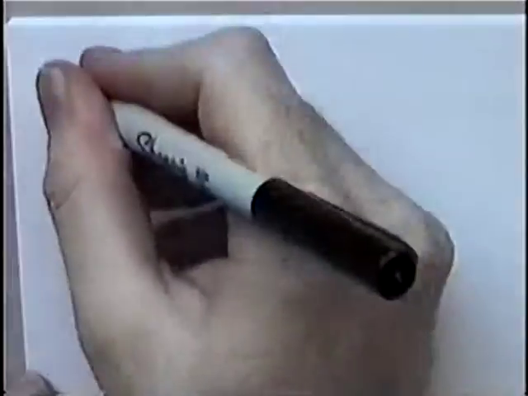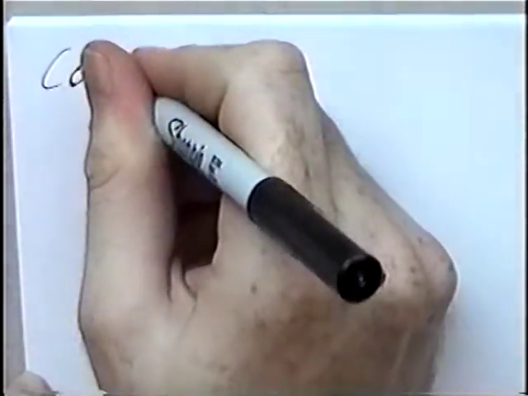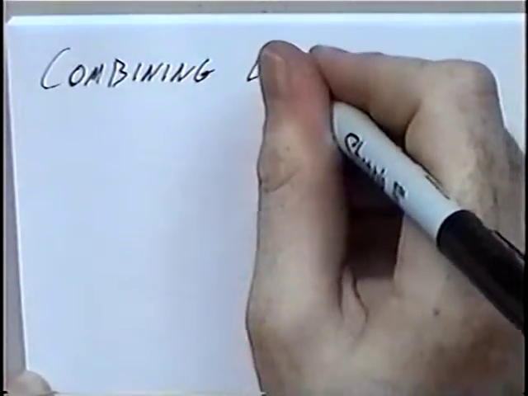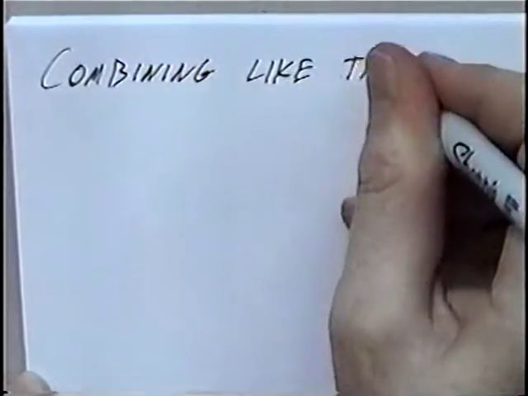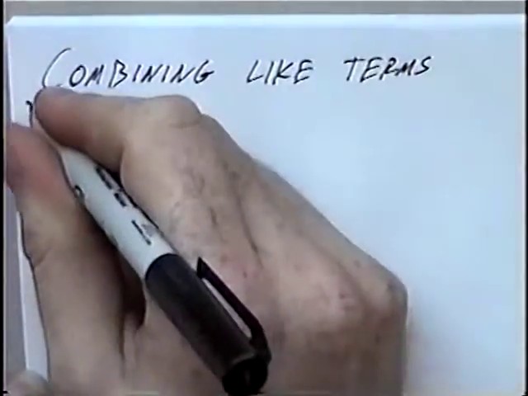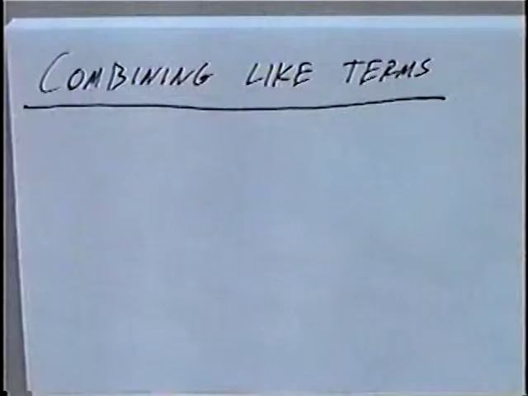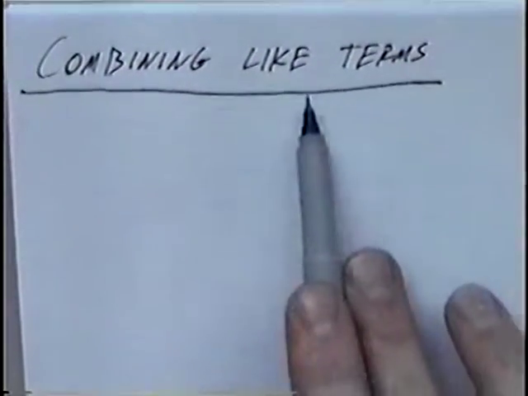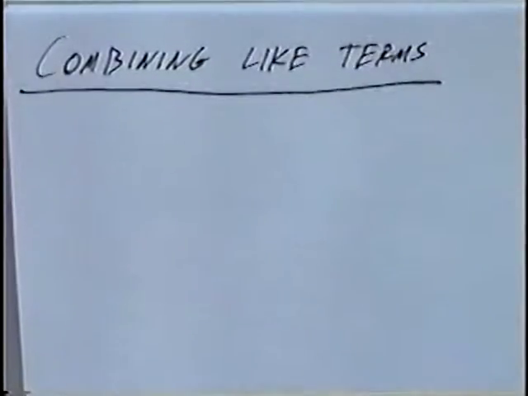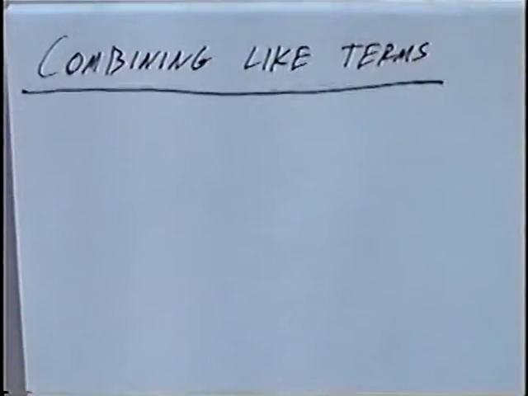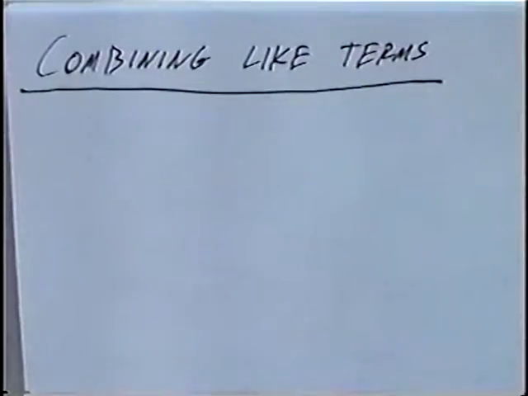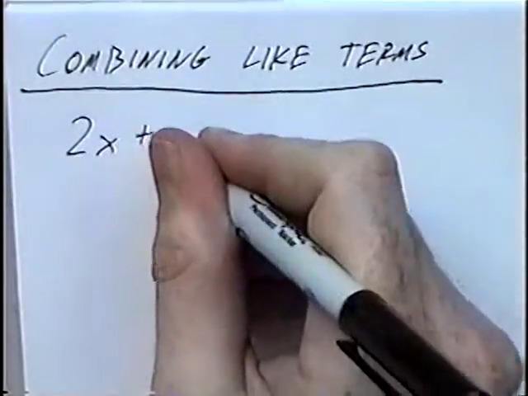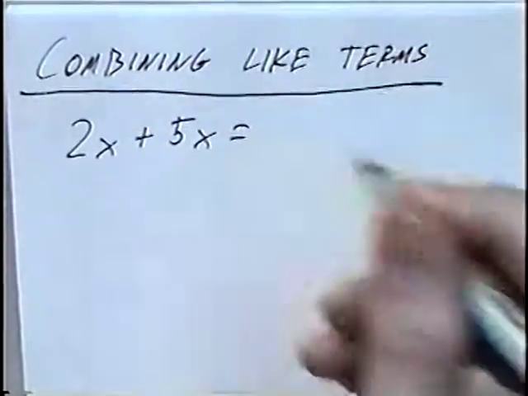Title of the first section today is Combining Like Terms. To combine like terms in math, like terms will have the same variable and same exponent, or they could also be numbers without variables. First problem is 2x plus 5x.